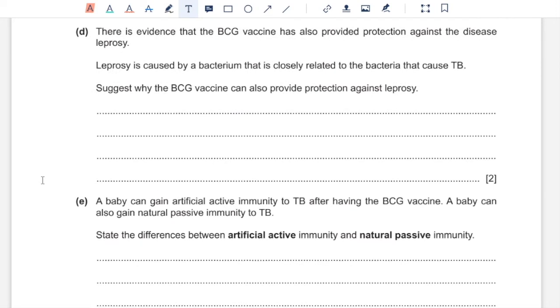D. There is evidence that the BCG vaccine has also provided protection against the disease leprosy. Leprosy is caused by a bacterium that is closely related to the bacteria that cause TB. Suggest why the BCG vaccine can also provide protection against leprosy. For this answer, you need to look into the mode of action of the BCG vaccine.